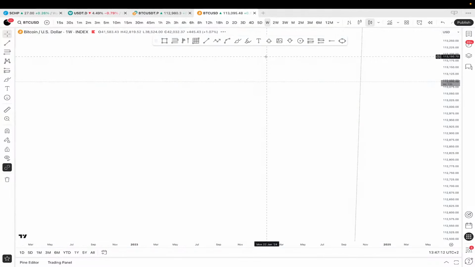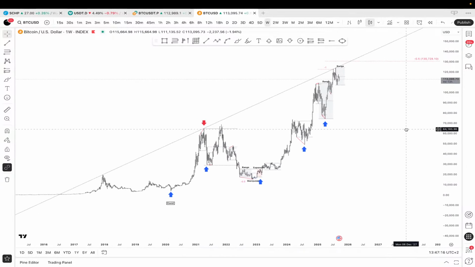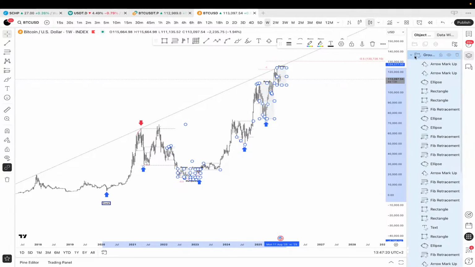I'm just gonna grab the weekly time frame on the index chart. Damn, beautiful TA. But let me remove this.